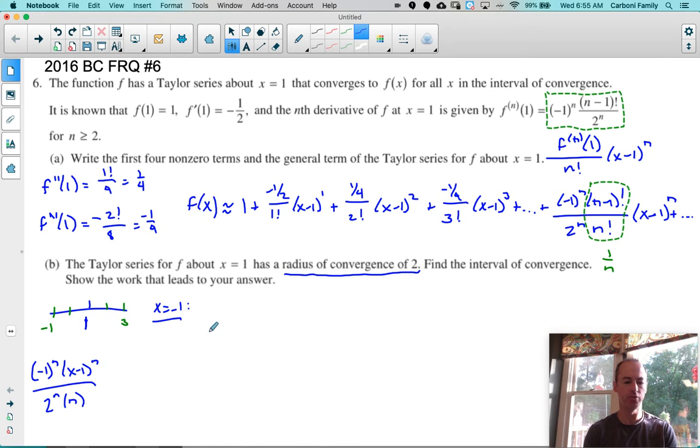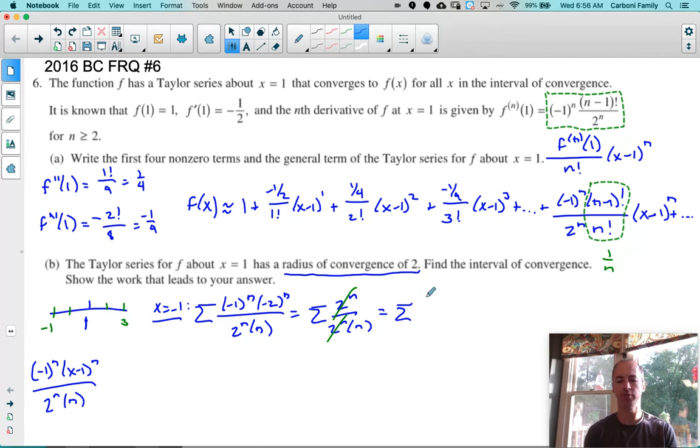So if x is negative 1, I would have the series negative 1 to the n times negative 1 minus 1, which is negative 2, to the n, over 2 to the n times n. I'm going to clean that up. Negative 1 to the n times negative 2 to the n is 2 to the n. And this is going to clean up nicely. Usually these things will clean up to a p-series. When you test the endpoints, my 2 to the n's cancel and we are left with 1 over n. That is the harmonic series, which diverges. So this series will diverge on the left endpoint at negative 1.